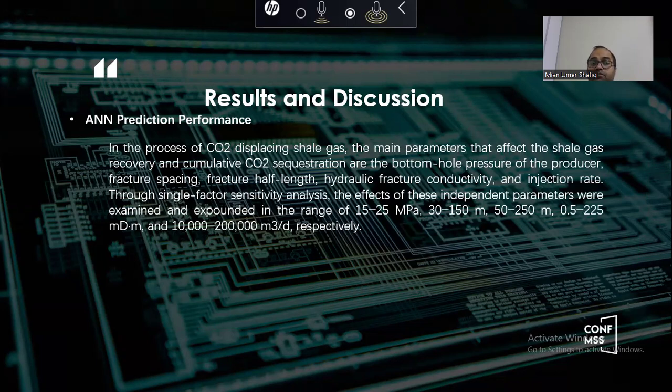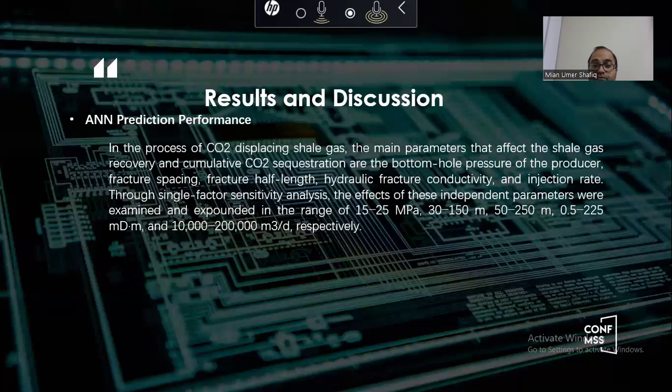In the process of CO2 displacing shale gas, the main parameters that affect the shale gas recovery are cumulative CO2 sequestration, the bottom hole pressure of the producer, fracture spacing, fracture half length, hydraulic conductivity, and injection rate. Through single factor sensitivity analysis, the effect of these independent parameters was examined, and found in the range of 15 to 25. That's what we checked.